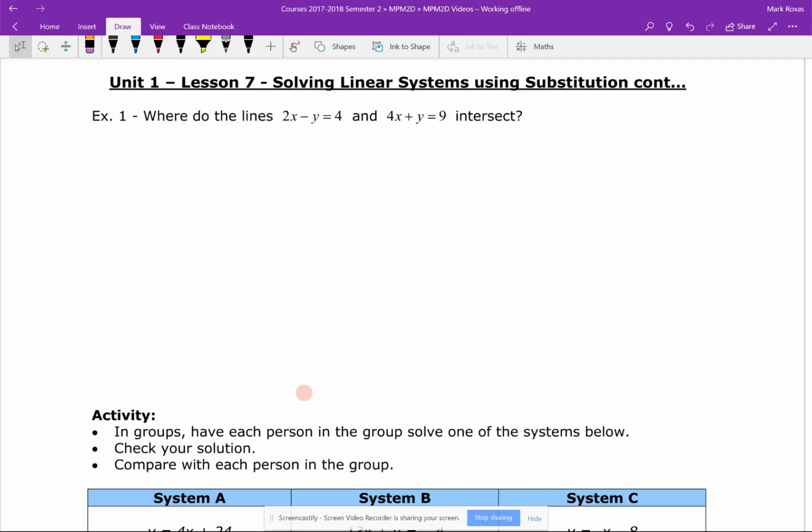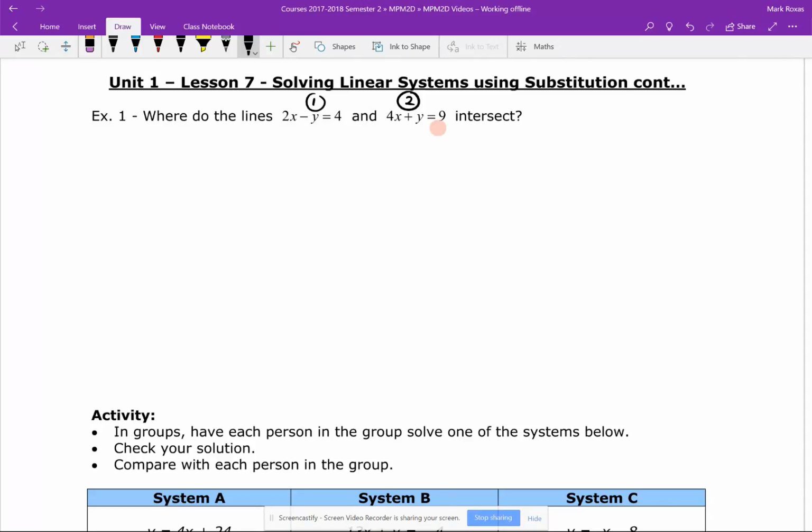Where do the lines 2x minus y equals 4 and 4x plus y equals 9 intersect? So again, we have two linear equations. Let's label the first one on the left as number 1 and this one over here as number 2. And we're going to follow the usual steps to solving using substitution.